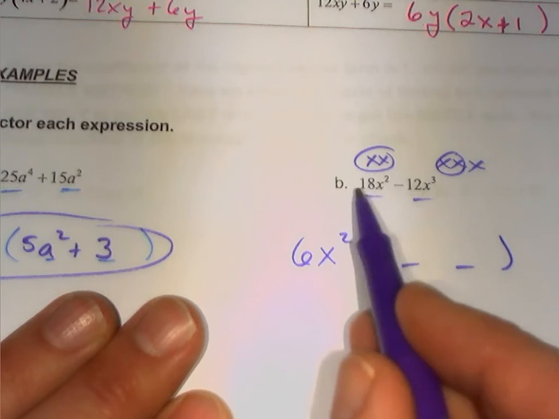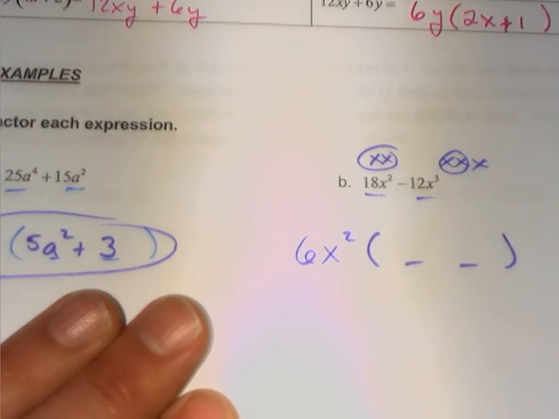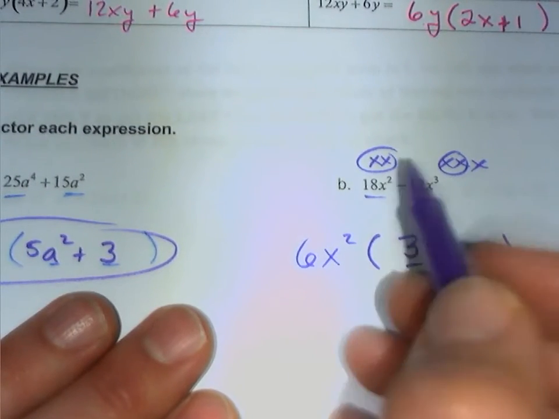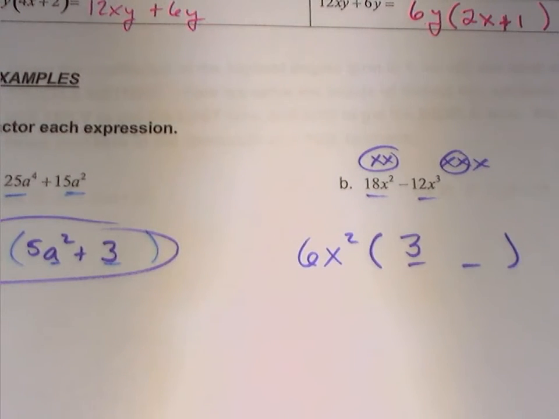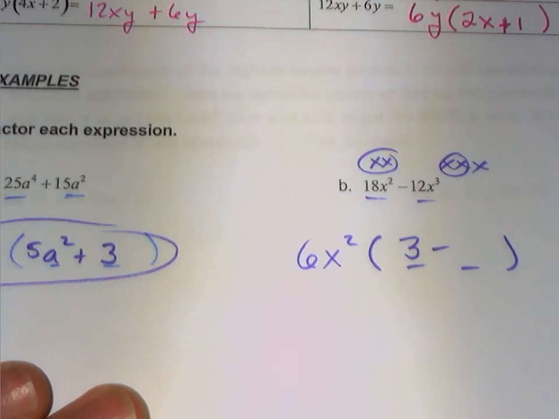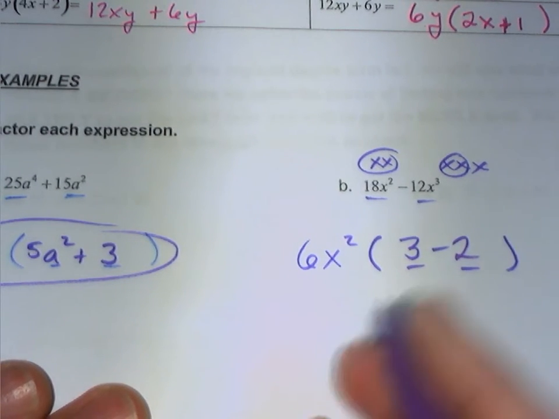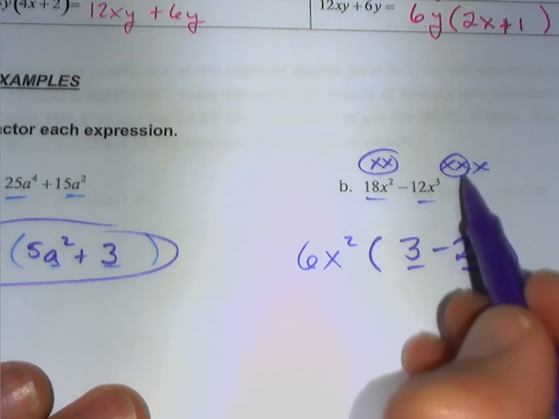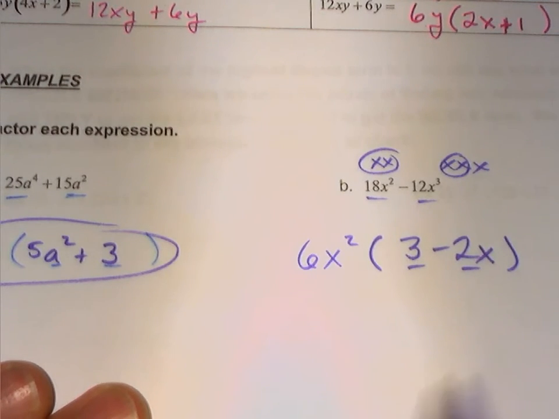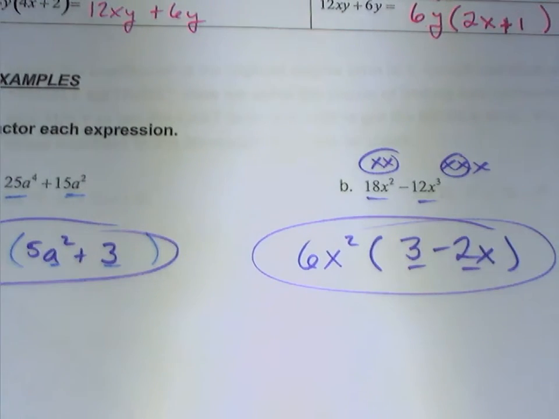All right, what's left? If I have 18x squared and I just divided out a 6x squared, what's 18 divided by 6? 3. And I had x squared and I took out x squared, so there's no more x's to worry about. All right, that's a minus 12, so that's minus. What's negative 12 divided by 6? 2, so minus 2. And then I had x cubed and I took away an x squared, so I took 2 of those away. What's left? Just an x. And there we go. Making sense or not making sense?